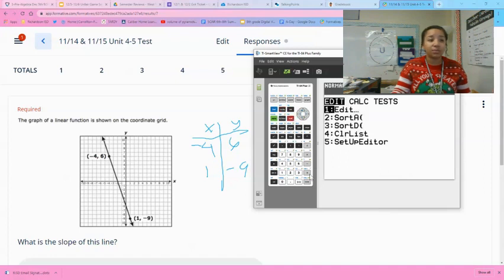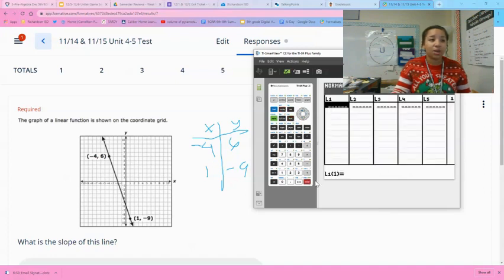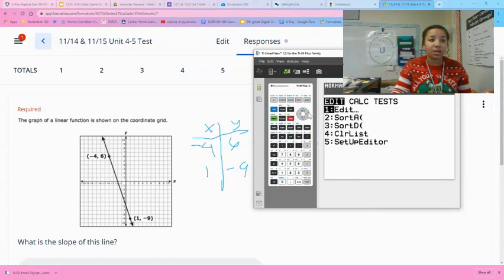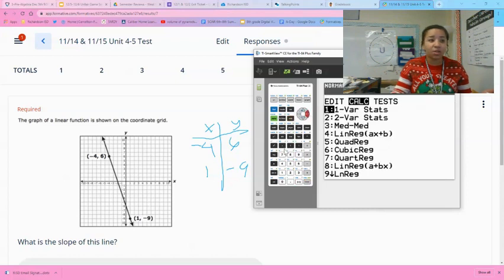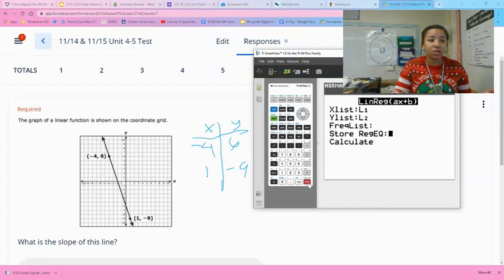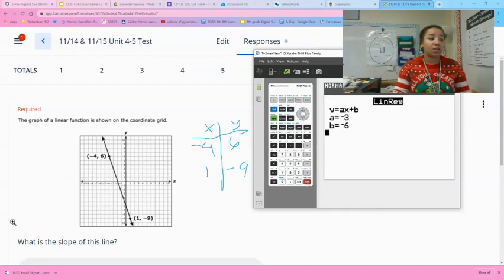You're going to press stat, enter. You're going to enter in your x values, -4, enter, 1, enter. You're going to put your y values in, 6, enter, -9, enter. Press stat, go over to calc, press 4, enter, enter, enter, enter, enter. And then the slope of the line would be -3. Okay, because it's going to be our a. So our slope would be -3.